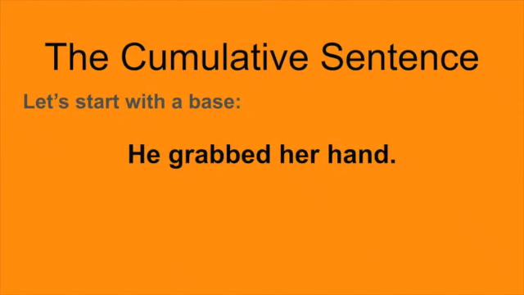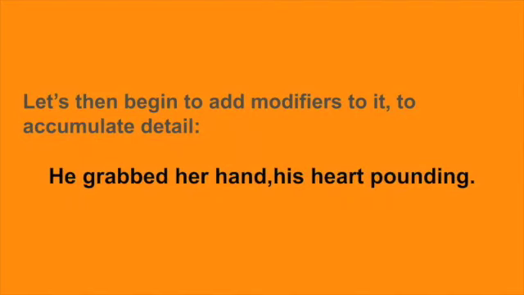So I want to start with what a basic sentence looks like and how it moves into a cumulative sentence. And so you can see on your screens we have a basic sentence. We start with what we call an independent clause. He grabbed her hand. Very simple idea. It's straightforward. You know exactly what happens there. So what we're going to do around that is we're going to try to add some modifiers to it to really let it be visible and more visible to the reader.